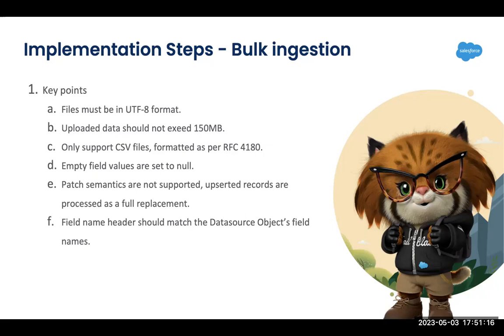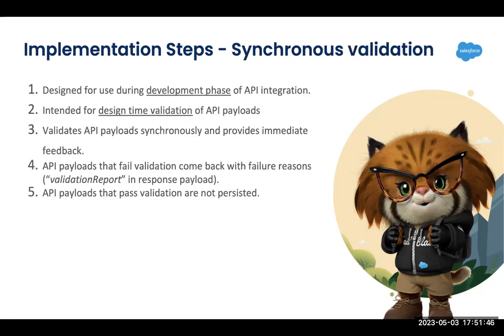At the same time, your field name header should match the data source object field names, because when you're doing bulk, you always need to be focused on one simple principle, not only in Data Cloud, everywhere. When you're designing a system, your field name headers should exactly match your data source object field names. Otherwise, it's completely cumbersome, and then it becomes a layup job for us. So that's the implementation steps for the bulk ingestion.